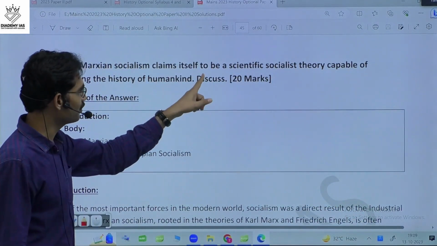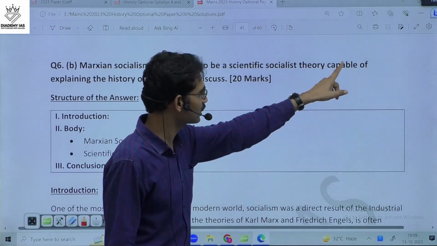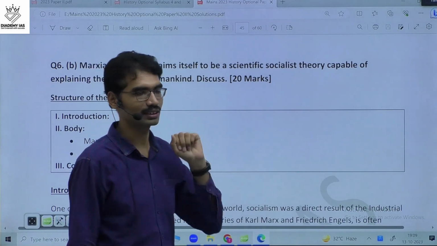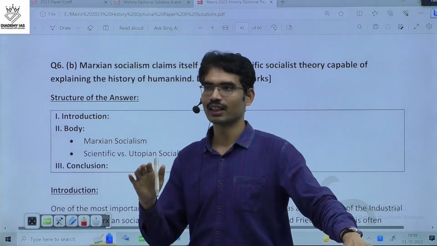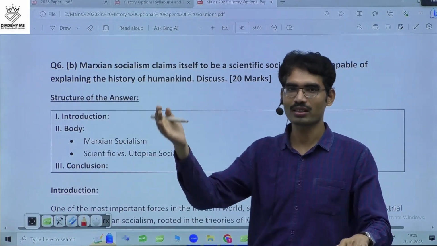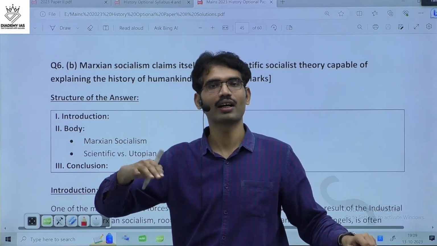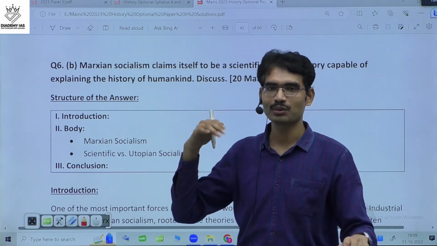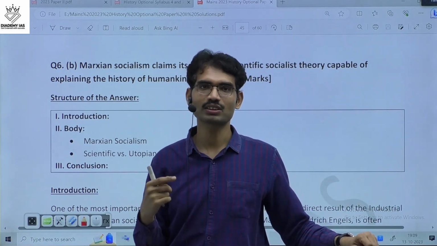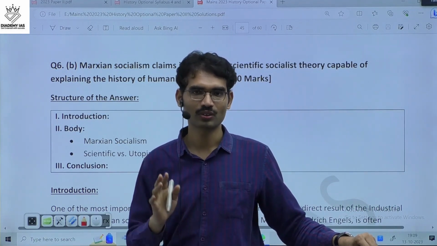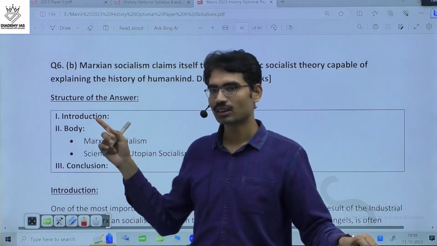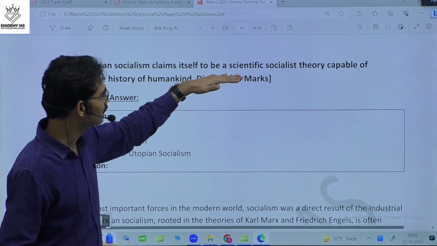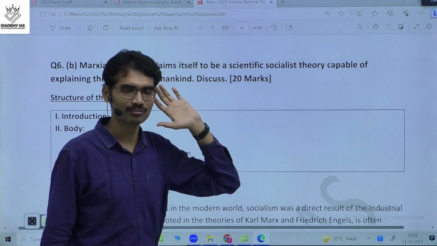Marxian socialism claims itself to be a scientific socialist theory capable of explaining the history of humankind, discussed. So it is asking how Karl Marx's socialism is different from the earlier versions. Earlier versions were criticized by Karl Marx and Engels as utopian socialism. So they said before Karl Marx, before the 1840s, some people were talking about socialist principles.